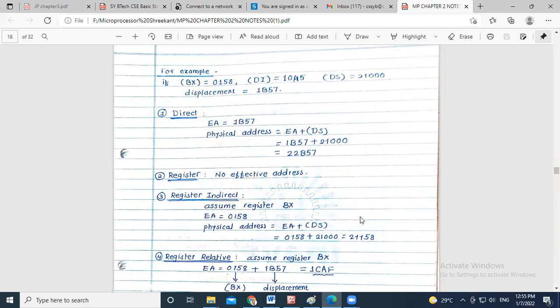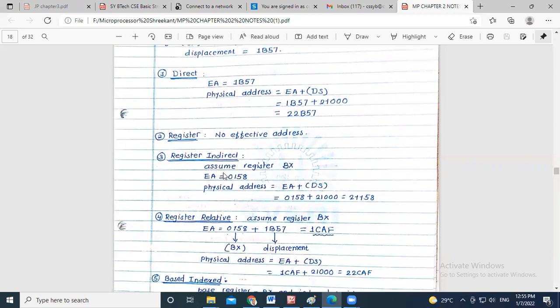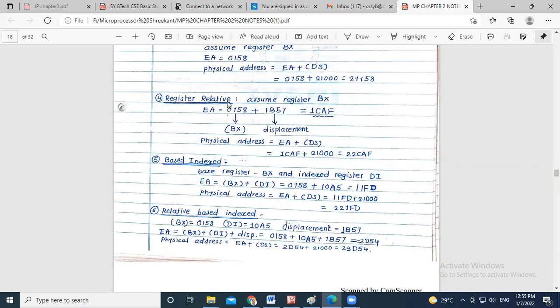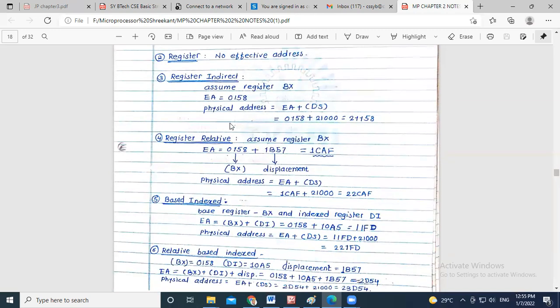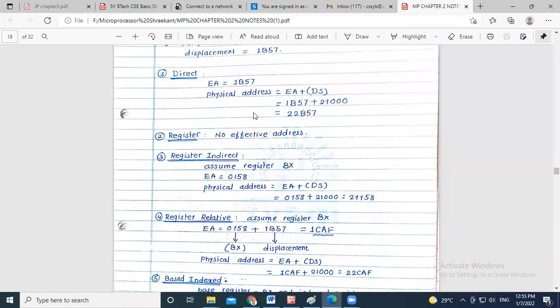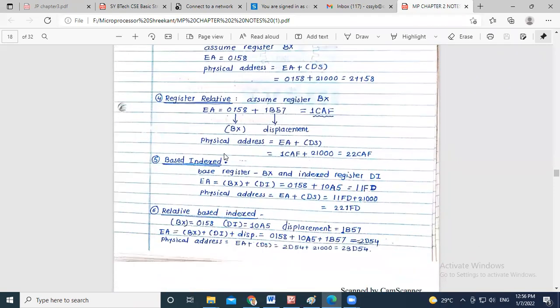You have to add these two values, and you will get it. Okay, for the register indirect addressing mode, and in the register relative addressing mode, again you have to assume the register is BX because it is given in the question. So here the effective address is BX plus 1B57, whatever is given as the displacement. So it becomes an addition of 0158 plus 1B57 in hexadecimal, which is 1CAF. So that is the effective address.